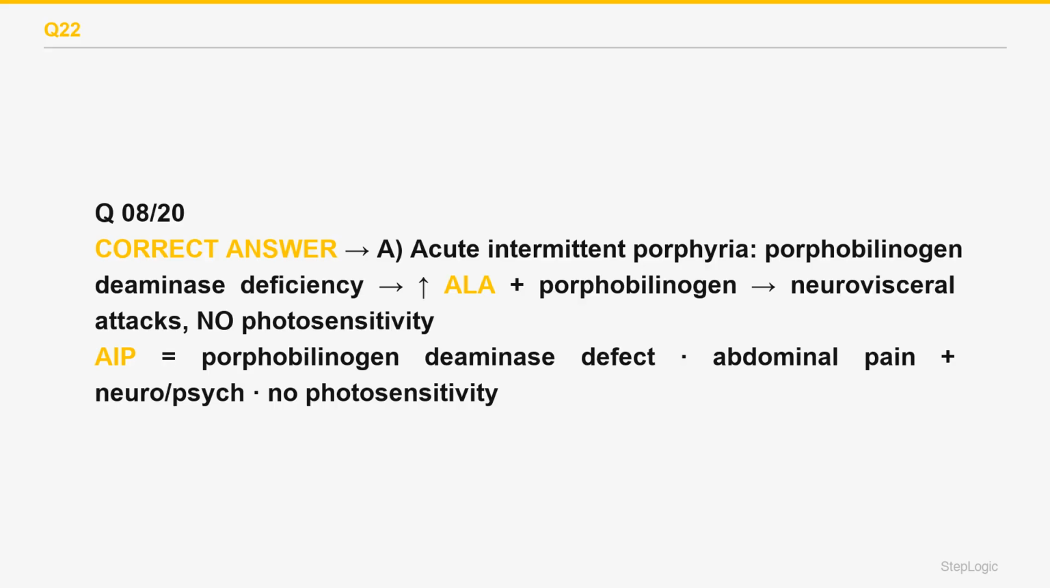The key discriminator is the absence of photosensitivity, with prominent neurovisceral symptoms and elevated ALA and porphobilinogen, distinguishing it from porphyria cutanea tarda, which causes photosensitivity and blistering skin, a deficiency of uroporphyrinogen decarboxylase. Attacks are precipitated by cytochrome P450 inducers, certain drugs, fasting, and alcohol, which upregulate ALA synthase. Treatment is glucose and hemin, to downregulate ALA synthase. Porphobilinogen deaminase deficiency with neurovisceral attacks and no photosensitivity is acute intermittent porphyria.